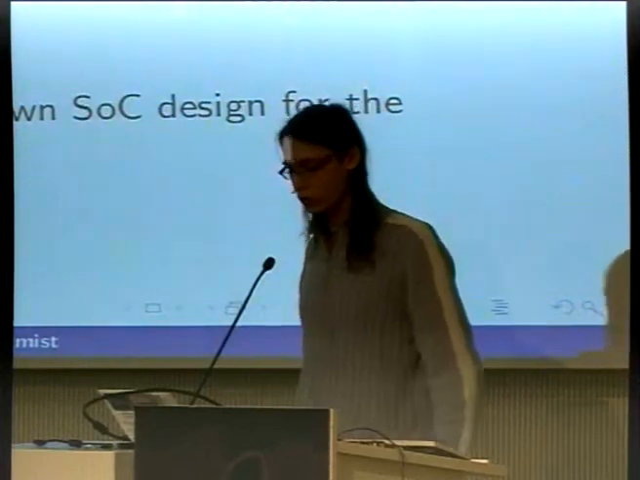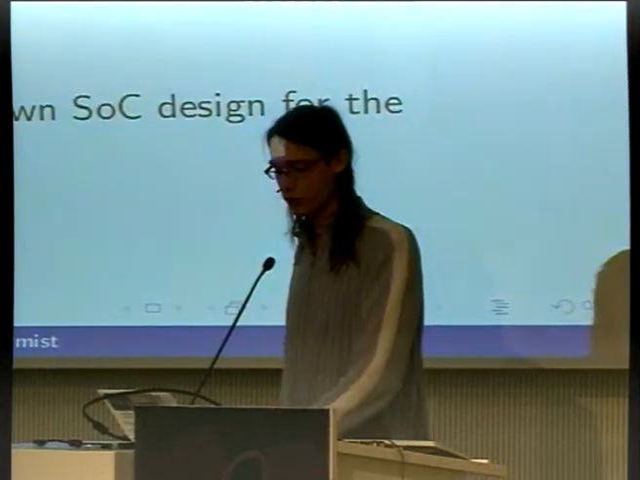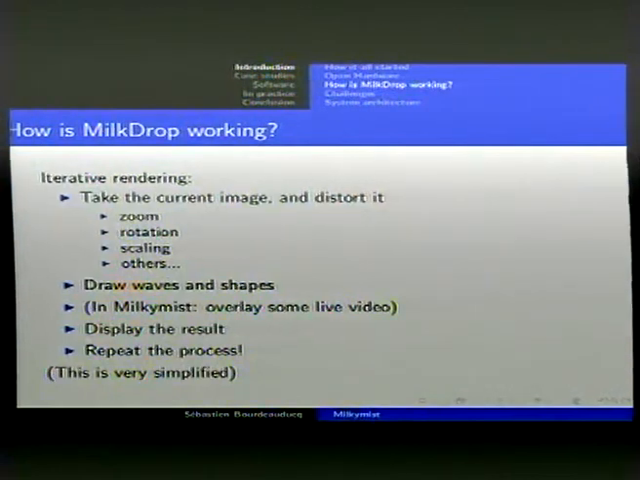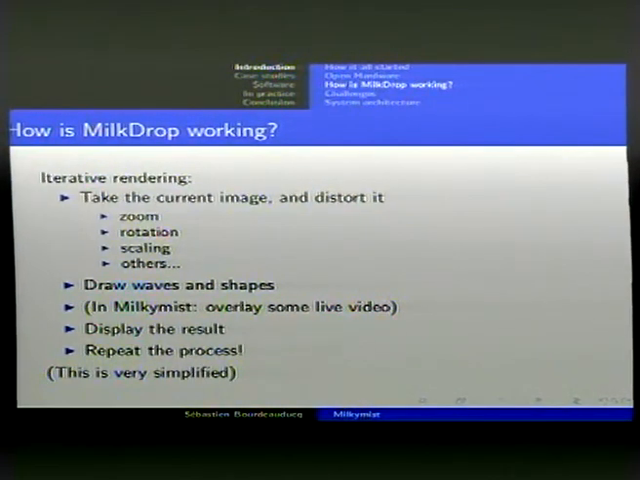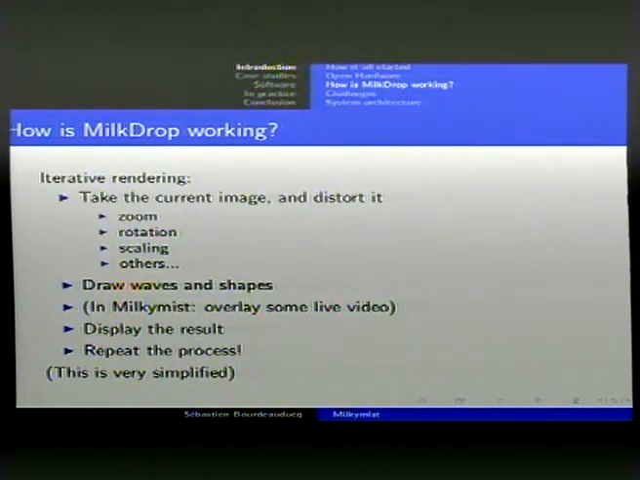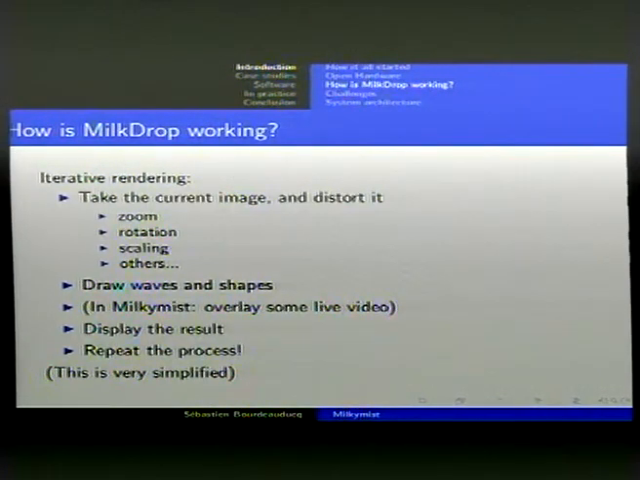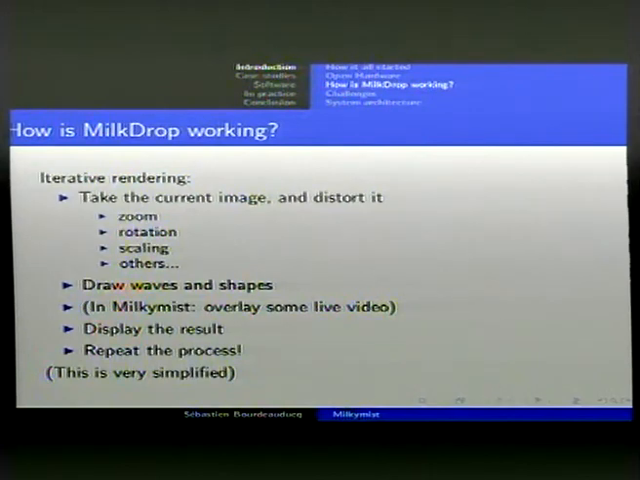So what I wanted to do is go the same way and build my own system-on-chip design for the Milkymist project. So I will just give now a short introduction of what the system-on-chip should do. So that's basically implementing MilkDrop, because my former VJ program was also based on the MilkDrop system. MilkDrop is working with an iterative rendering paradigm. So basically it takes the current image. You can start from black, for example, and you will distort it. So you have a set of equations that you can parameterize, and this will give a distortion to the image. You can zoom, you can rotate, you can scale, you can warp in any way you can.